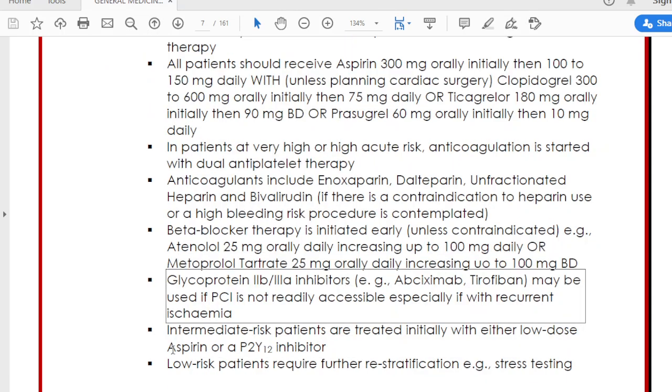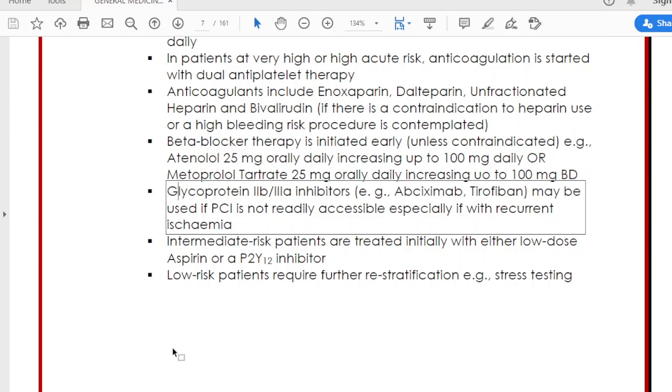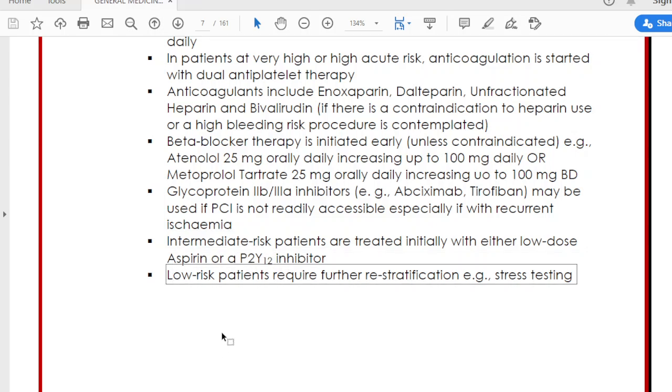Glycoprotein IIb/IIIa inhibitors, for example abciximab, tirofiban, may be used if PCI is not readily accessible, especially with recurrent ischemia. Intermediate risk patients are treated initially with either low-dose aspirin or a P2Y12 inhibitor. Low-risk patients require further restratification, for example stress testing.